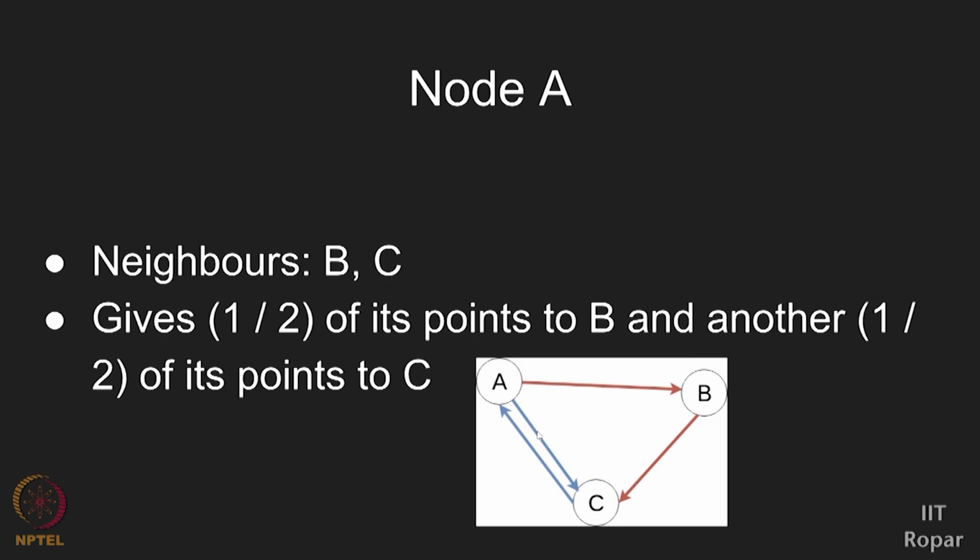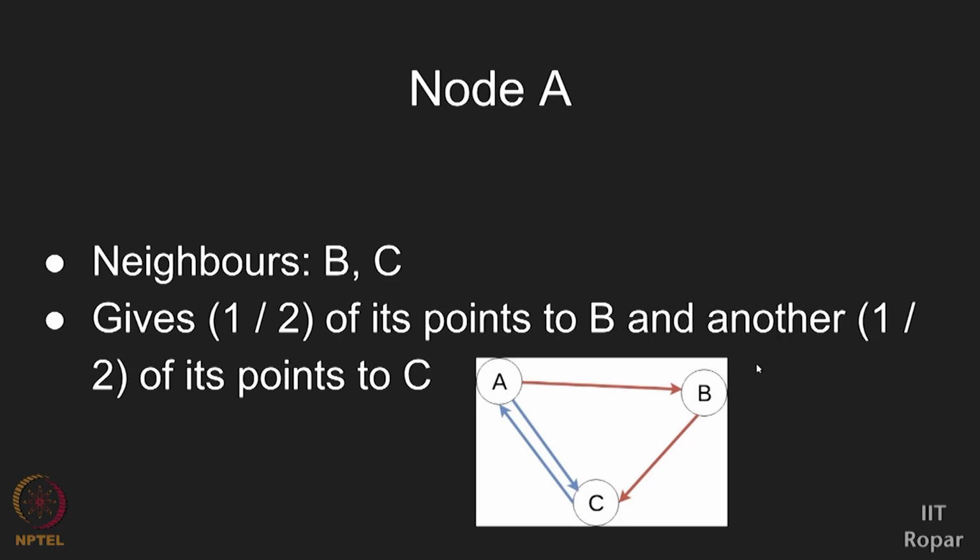So let us see node A. Node A has got 2 neighbors. By neighbors, I mean those people to whom there is an outward edge. That is, person A likes these 2 people, person B and C. Given that there are 2 people, you should divide it into 1 by 2. If there are 3 people, it will be 1 by 3. If there are k people, it will be 1 by k. You should partition your total points into that many fragments and give it to all those people. That is the rule for node A.